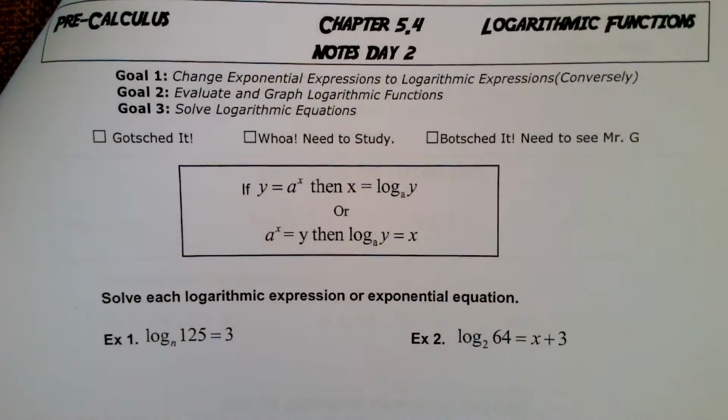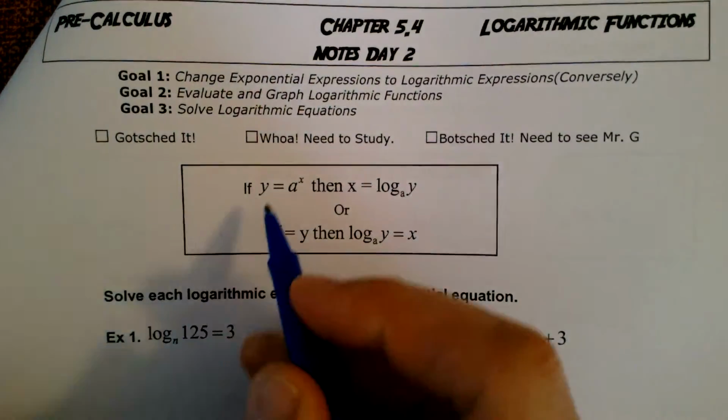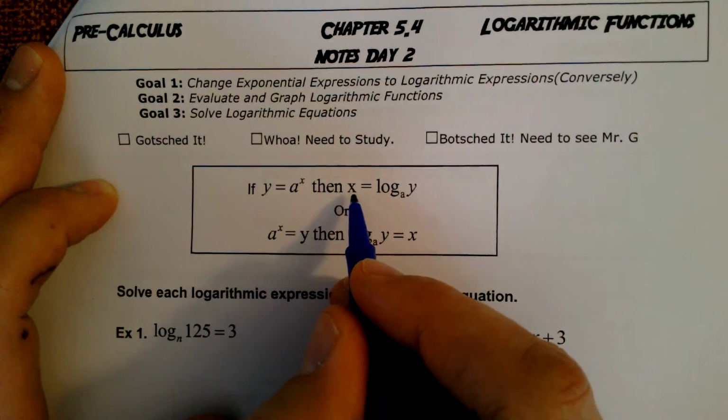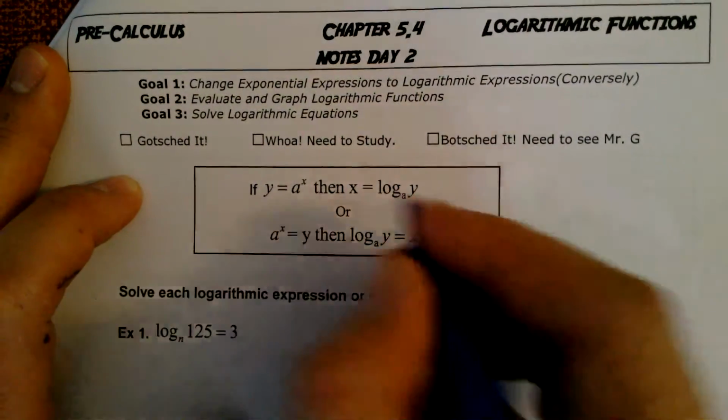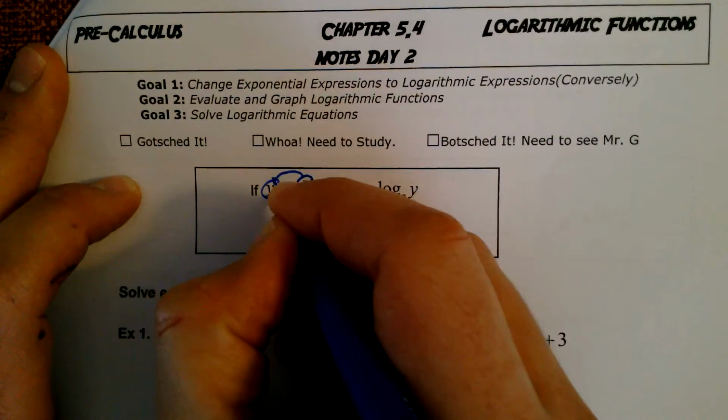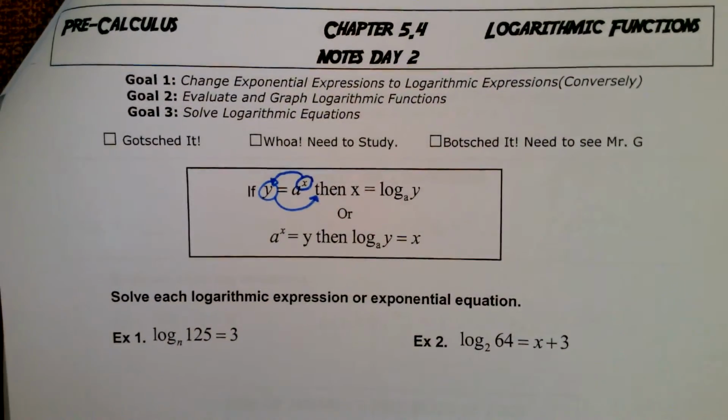So here we go, guys. We're doing a little conversion. So we have exponential. We have y equals a to the x. Then we know it's x equals log of y to the a. And we know we can do this because they're inverses of each other. The x's and y's are switching spots.